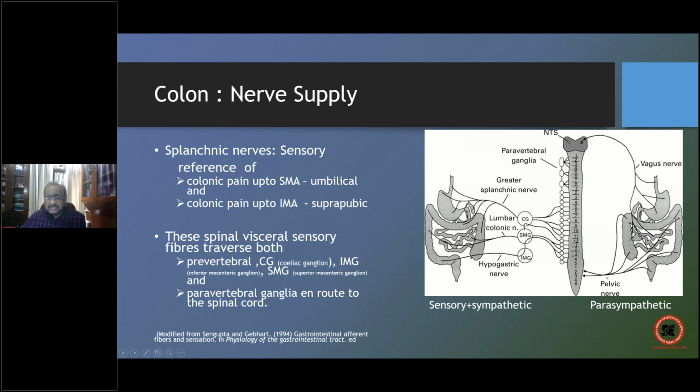Now, these visceral sensory fibers traverse three important ganglia, the celiac ganglion, the superior mesenteric ganglion, and the inferior mesenteric ganglion, and from there they send the supply to the respective organs. On the other hand, the parasympathetic has ganglia very near to the organs, and they relay the parasympathetic fibers.